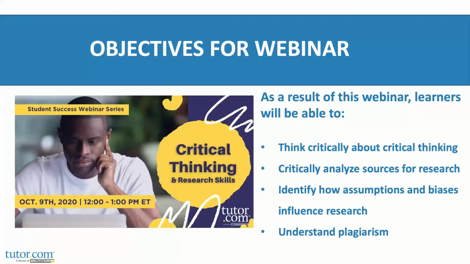The objectives for this webinar are to think critically about critical thinking. Well, not really, because that doesn't really mean anything, but we're actually going to talk about what critical thinking is and how we can become critical thinkers. We're going to talk about finding sources for our research, identifying assumptions and biases and how they can influence our research, and we will talk about the all-important subject, academic integrity and plagiarism.